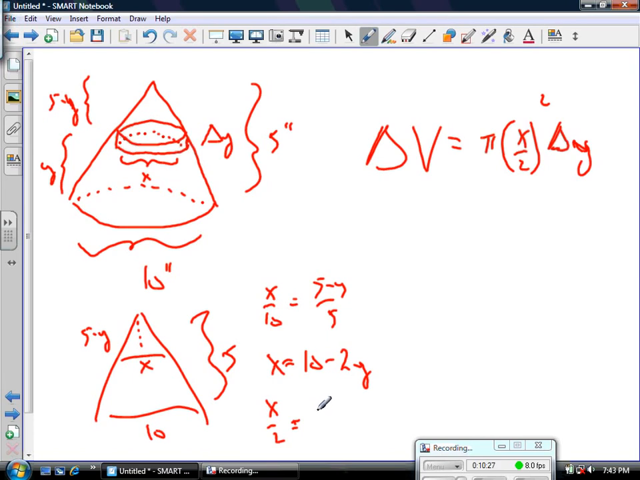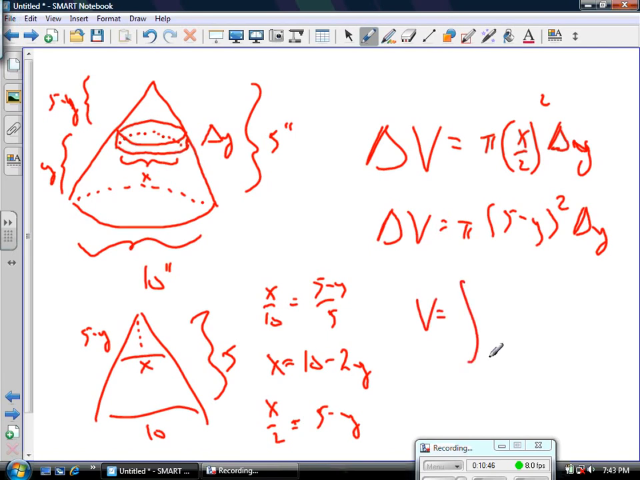Nah, 10 minus 1, careful. Almost. 5 minus 1, right? It's like distribution. I divide both by 2. So I get delta v is pi times (5 minus y) squared, because x over 2 is 5 minus y, and I'm squaring it because that's the radius, delta y. This is all in terms of y.